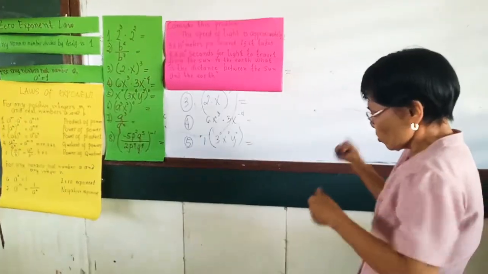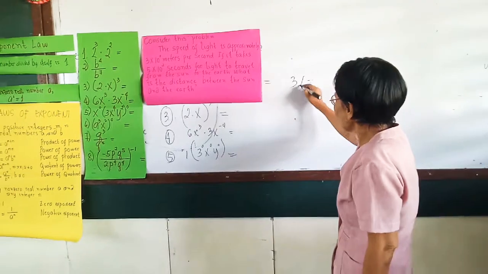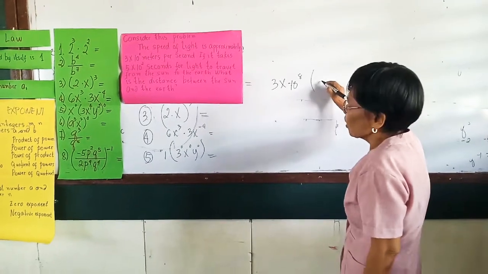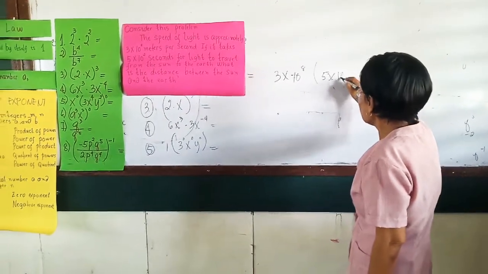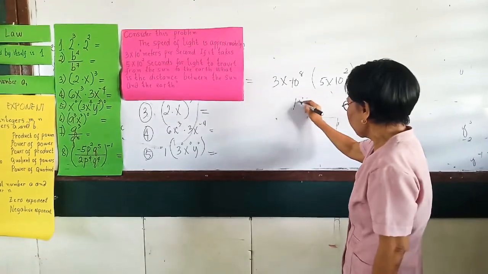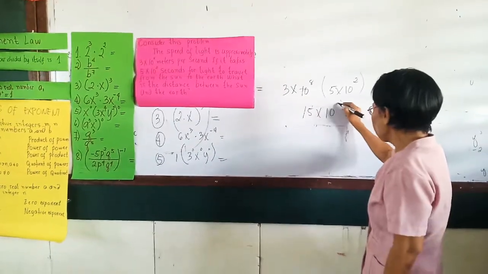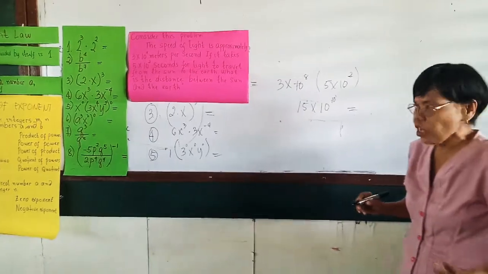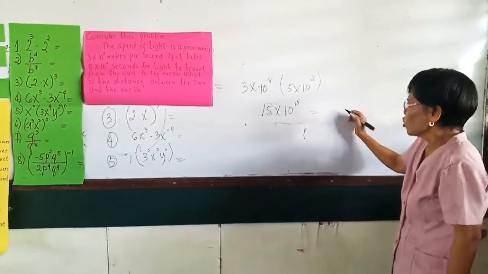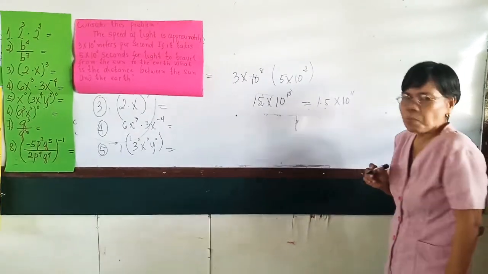Okay, so you are going to multiply this one. 3 times 10 to the 8 times 5 times 10 squared. So if you multiply 3 times 5, it becomes 15. Times 10, you add the exponents, it becomes 10 to the 10. So for the significant figure, from here you move 1, then that is positive. So the answer here is 1.5 times 10 to the 11th power.